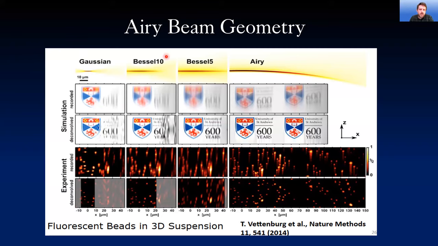In this diagram, we're being shown a comparison of Gaussian, Bessel and Airy beams. The difference here is that with a Gaussian beam, you get a very short focal point compared to the others.